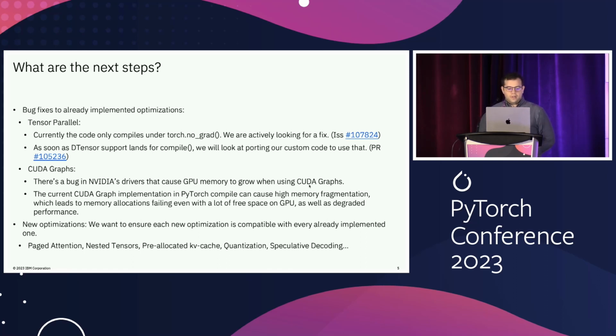Another thing that we want to try: currently all this work that we just built, all this model, only works for inference because the code only compiles without graph breaks using torch no_grad. We're actually looking for a fix for that, and there's an issue on GitHub that is tracking that progress. At some point, we want to be able to use our implementation for training, not just for inference, and that's basically one of the main blockers for that.